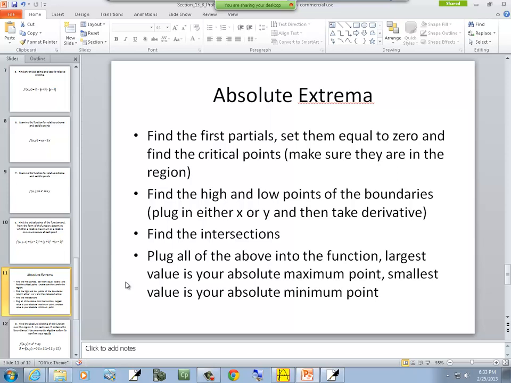Then we want to find the high and low points of the boundaries. Plug in either the x or y, and then take the derivative. We want to find the intersections. Then plug all the above into the function. The largest value is your absolute maximum point. The smallest value is your absolute minimum point.